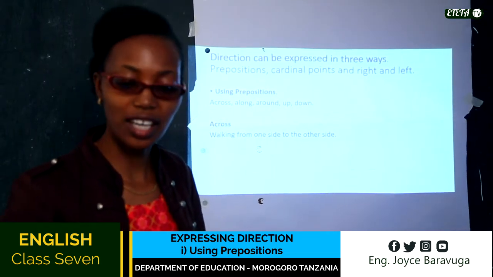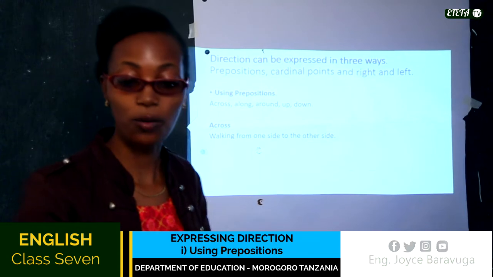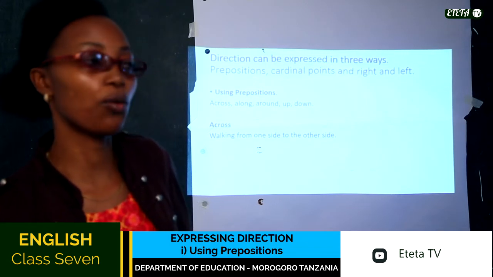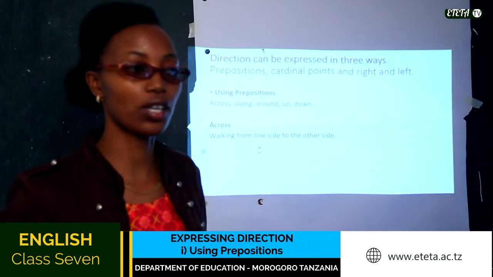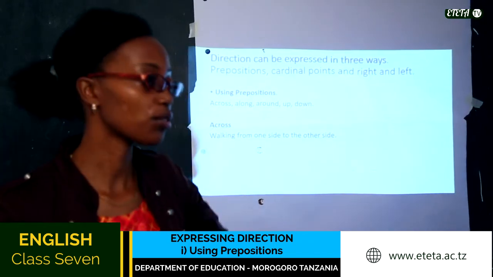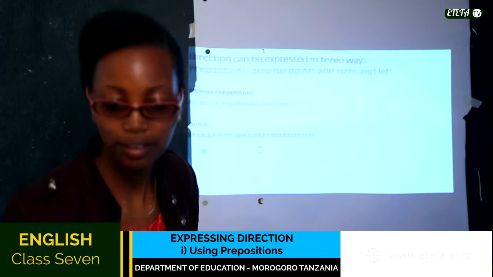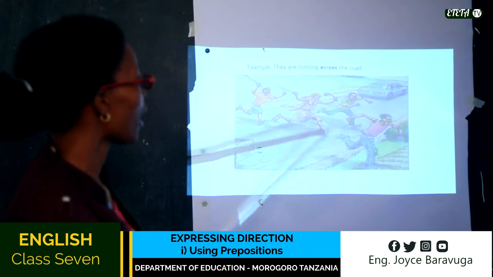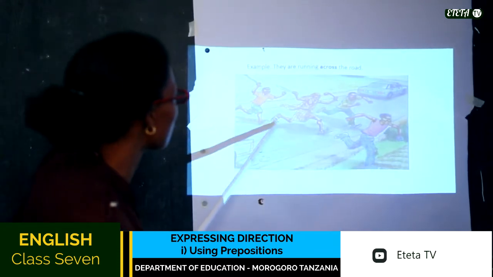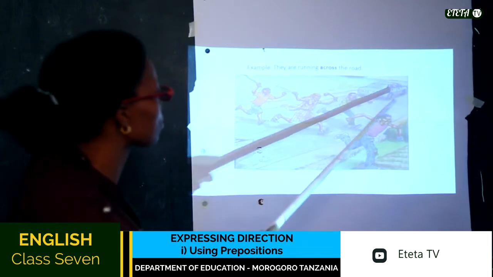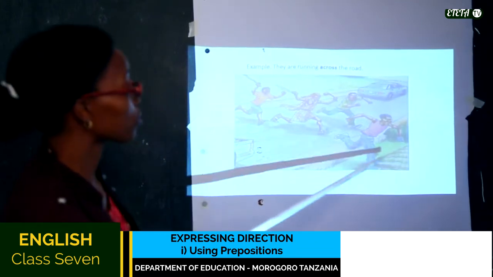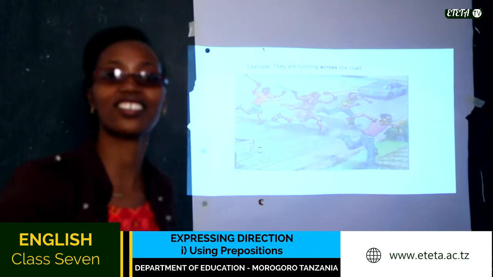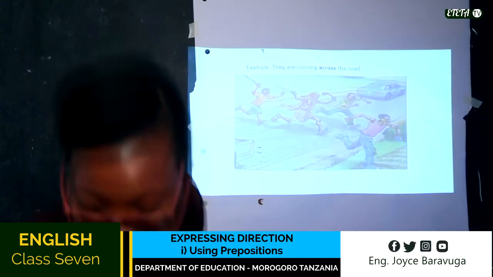When you use the word across, it means walking from one side to another side. Let's say you are walking on the road. You want to cross the road. You have to move from this side to another side. For example, see these people. They are running across the road. This is the main road. The road is going like this, from this end to this end. But they are coming from this side to this side. So this means across. So they run across the road. You get me? Thank you.